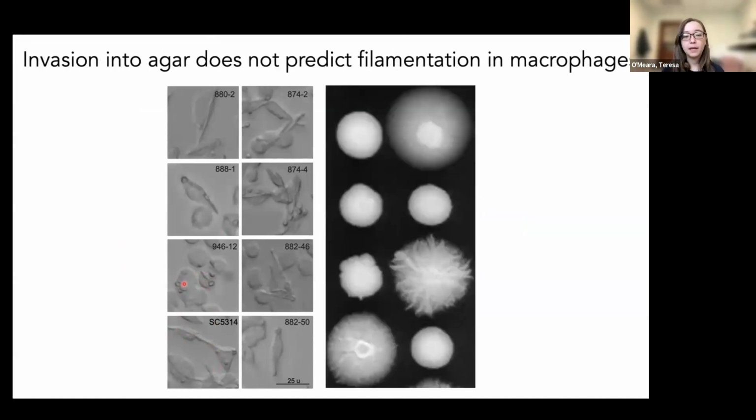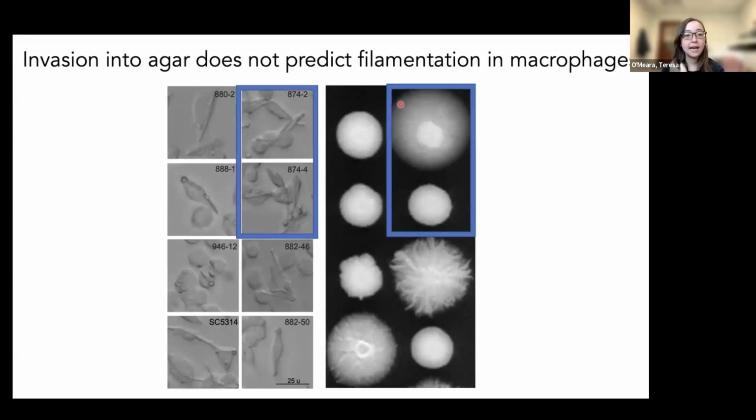Another point that I think is important to bring up is that some of our invasion assays are used as a proxy for filamentation. But when we compare the filamentation capacity in the macrophages to the invasive agar, we see that these isolates are able to make long hyphae inside of macrophages, but in the invasion assay, only one of these is able to invade. So potentially this is not a great proxy for what's happening in vivo, and it speaks to the requirement for assaying your phenotype of interest in the system that you actually care about.